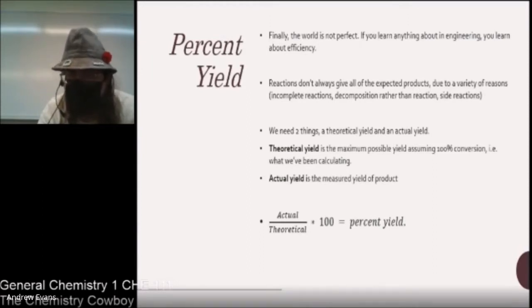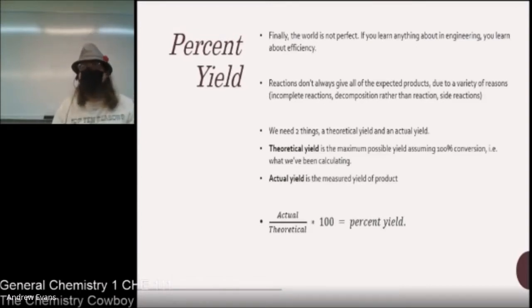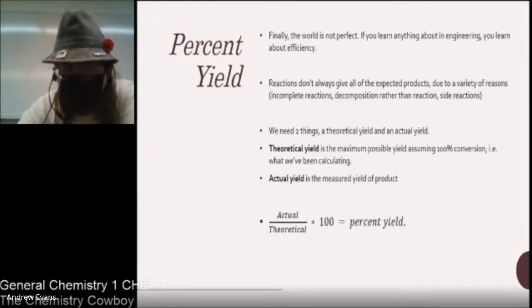So once we have those two numbers, all we're going to do is take actual yield divided by the theoretical yield and times by 100 to get a percent. So what will a problem like this look like? You'll be given a mass of reactant, a mass of product, and there'll be some question like, what is the percent yield?